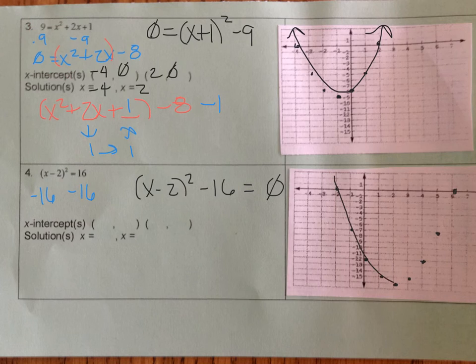So when mirrored over and graphed, this is what our parabola looks like. So from here we can identify the x-intercepts as (negative 2, 0) and (6, 0). So the solutions are negative 2 and 6.